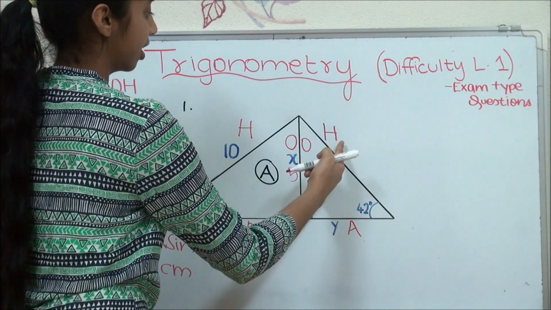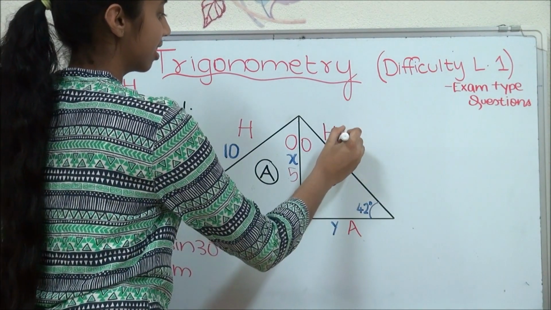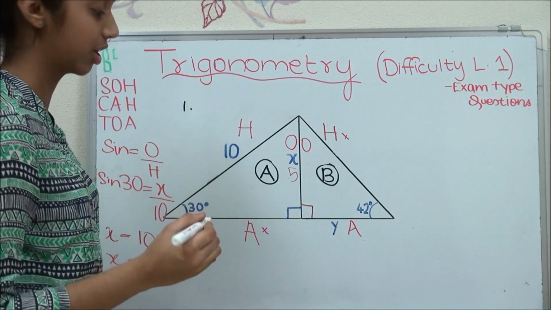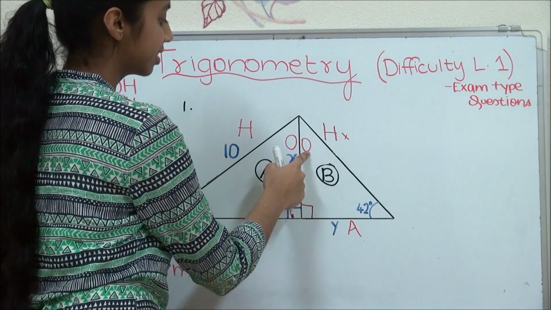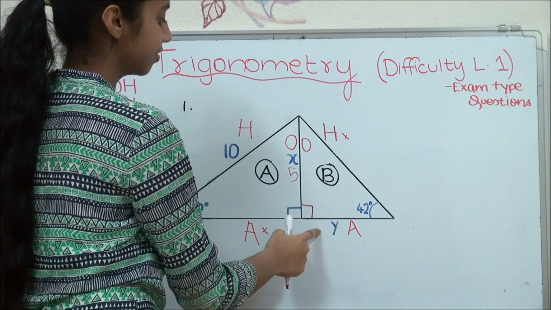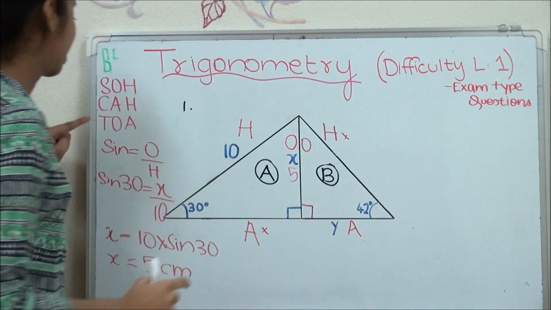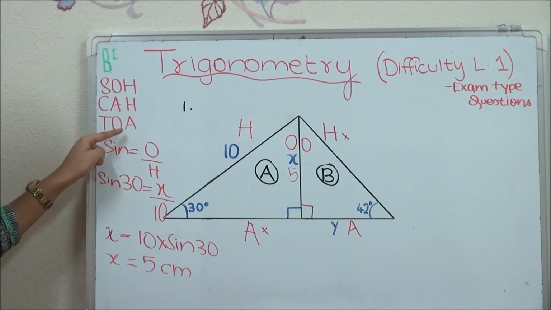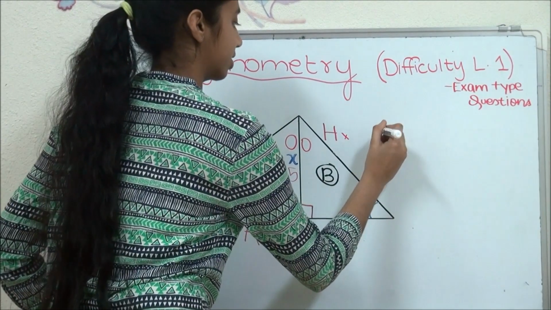Now, we don't need hypotenuse because we don't have the length of this. So I just made a small x to indicate that we don't need it. Now we have opposite and adjacent. We need to find y. So we use the formula TOA. Tan equals opposite over adjacent.